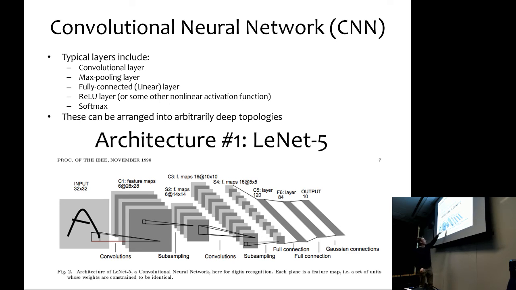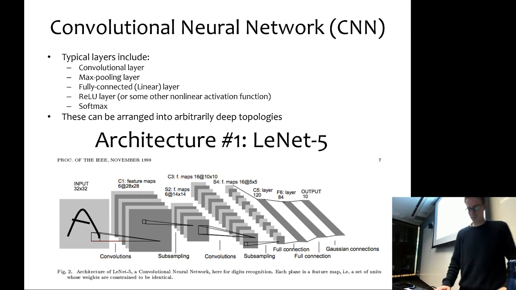Then it does convolution again on all of these channels. So it does 16 convolutions to get back 16 slightly smaller images. It does max pooling again here to get 16 5 by 5 images. And then it does a fully connected layer a couple times until its final layer output.